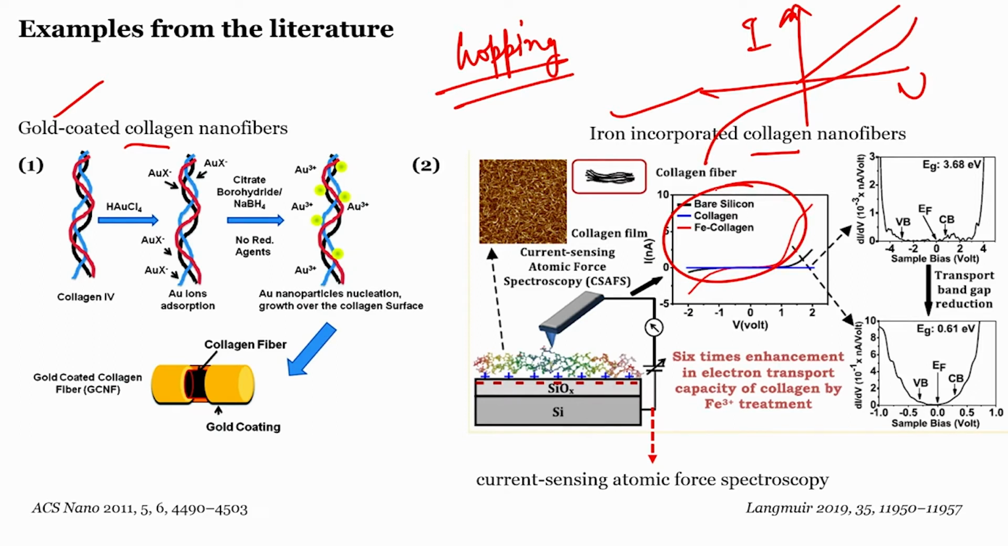Similarly, in the case of gold coated collagen nanofibers, the gold particles, which you can see here, formed a kind of percolative network of conducting islands. When current was applied from this point to this point, they formed a percolative transport path, and by virtue of hopping conduction, the charge was transported from this point to this point.